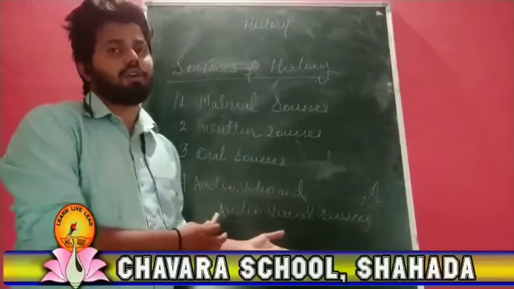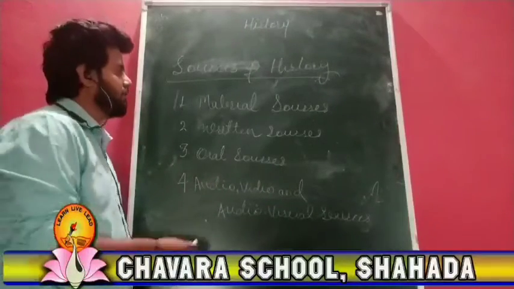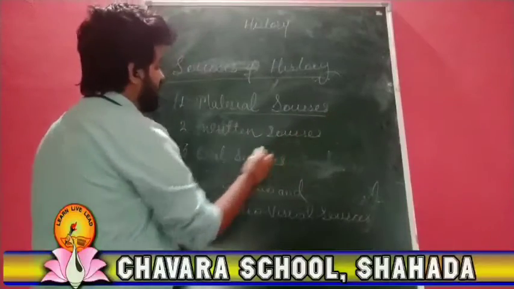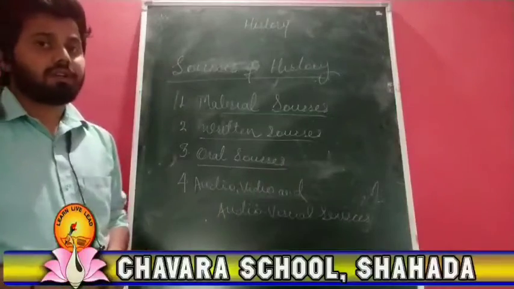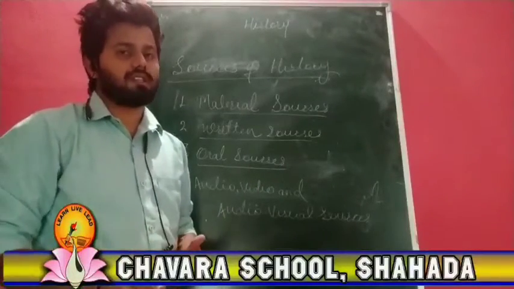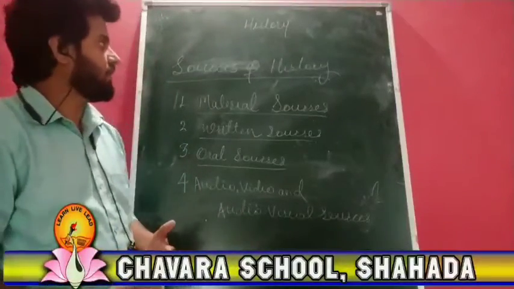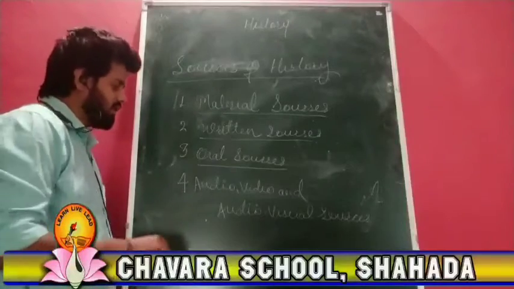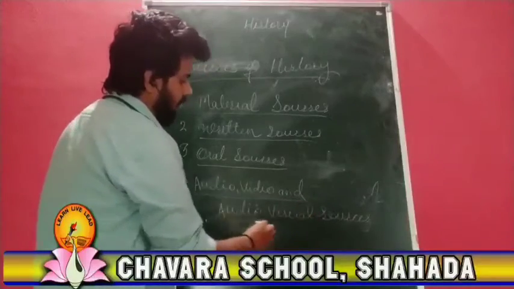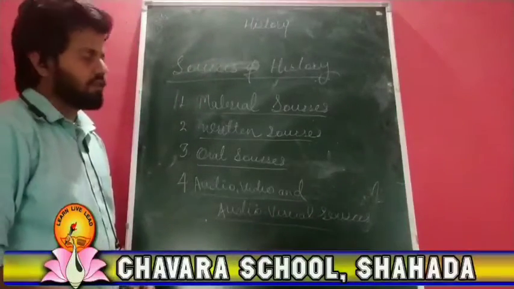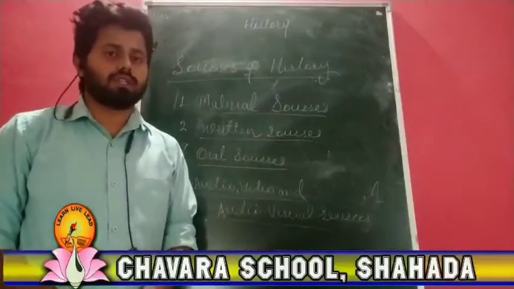So as we learned already in medieval history, the first three sources are the same. We learn material sources, written sources and oral sources. But with the development, with the modernization, some new sources are included in the sources of history in the modern era, and those are audio, video and audiovisual sources. So one by one we will take a look at all these sources.